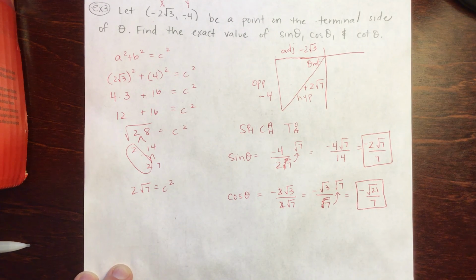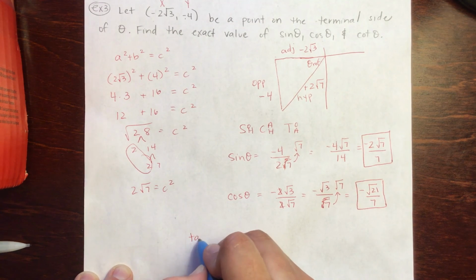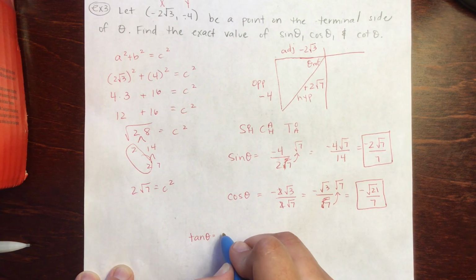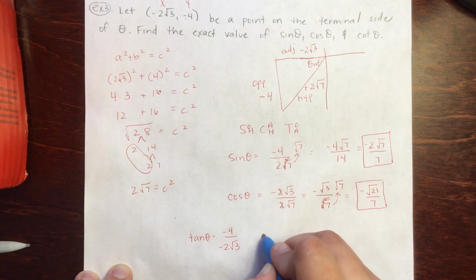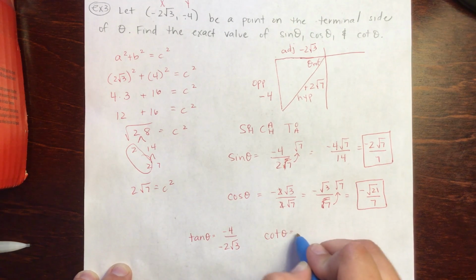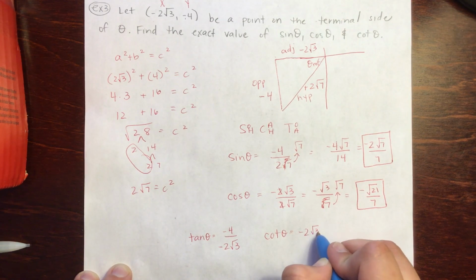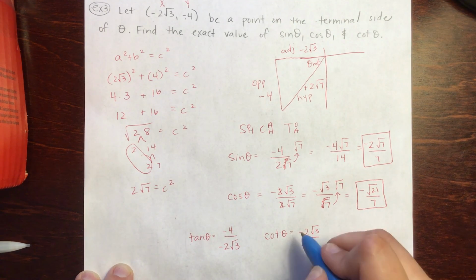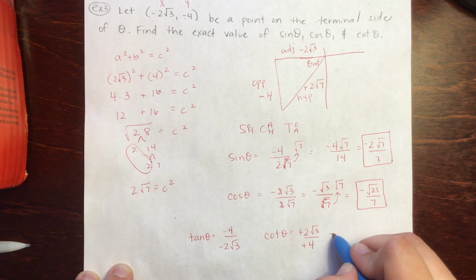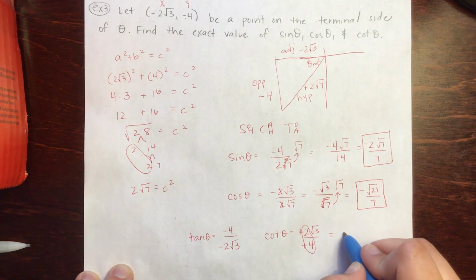And then cotangent theta, I have to set up my tangent fraction first, opposite over adjacent, and then flip that to come up with my cotangent fraction. And it's a double negative, which makes it positive, and I can simplify to make this 1/2.